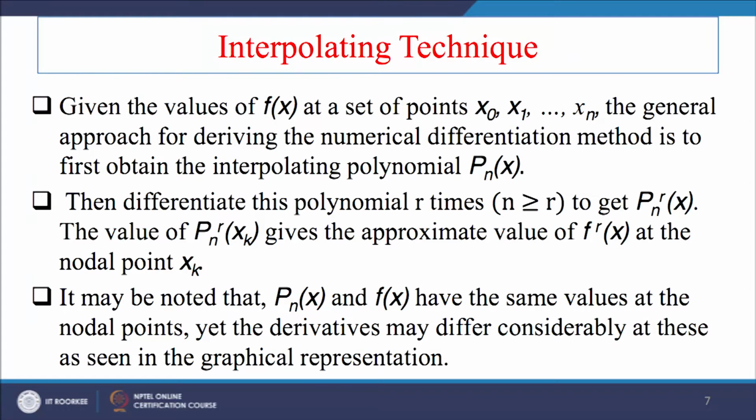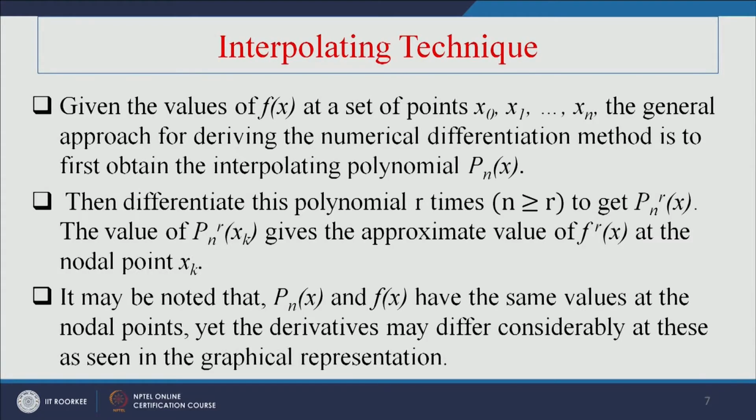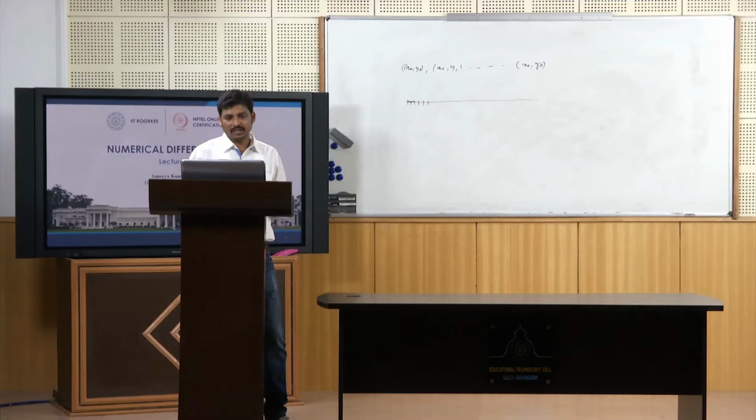Suppose we have a given set of data values of f of x like x0, x1 up to xn. In the general approach, we can derive a numerical differentiation method by first obtaining an interpolating polynomial, then differentiating this polynomial. Suppose we differentiate this polynomial r times, we can write it as p n r x. This means that first we approximate f of x with a polynomial of order p n x.